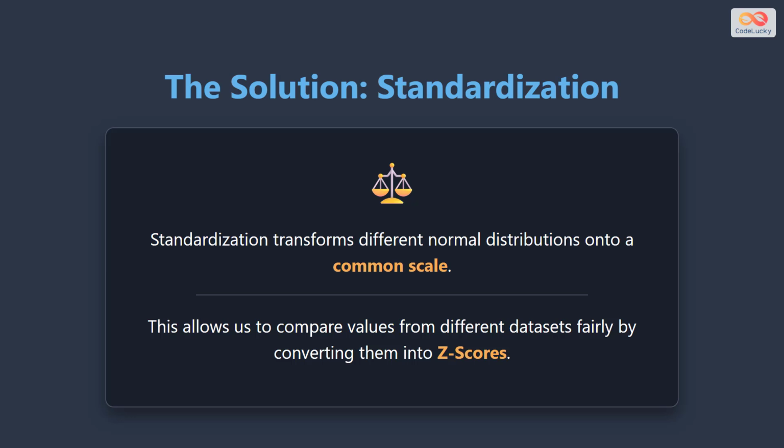The solution is standardization. This process transforms different distributions onto a single, common scale. By converting raw scores into z-scores, we can make fair comparisons regardless of the original units or difficulty.